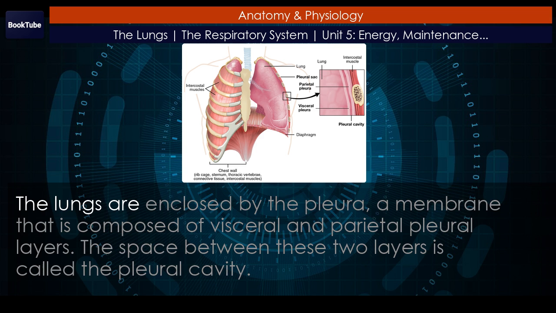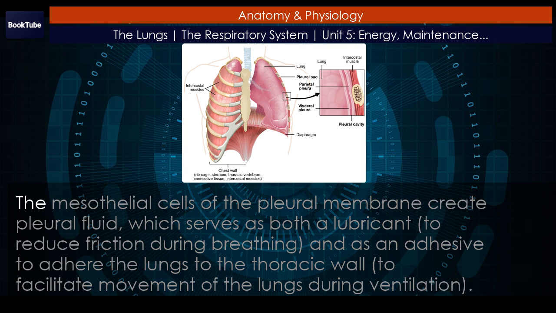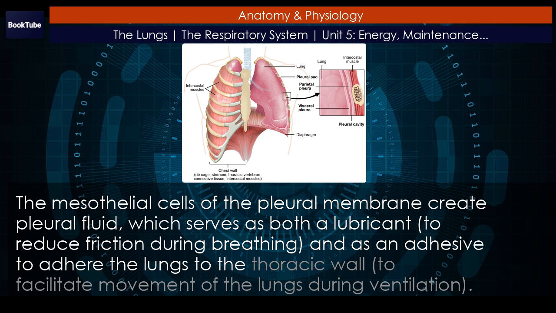The lungs are enclosed by the pleura, a membrane that is composed of visceral and parietal pleural layers. The space between these two layers is called the pleural cavity. The mesothelial cells of the pleural membrane create pleural fluid, which serves as both a lubricant, to reduce friction during breathing, and as an adhesive to adhere the lungs to the thoracic wall.